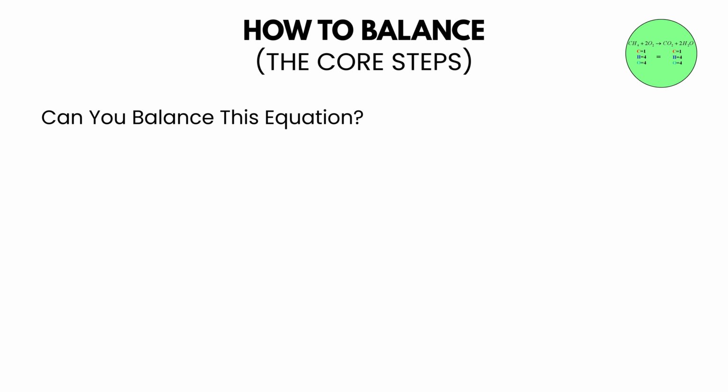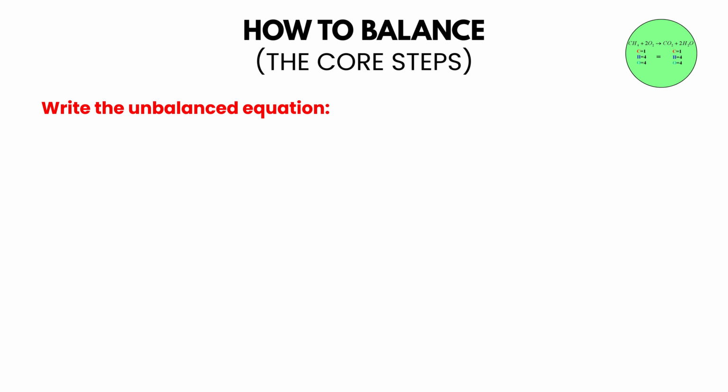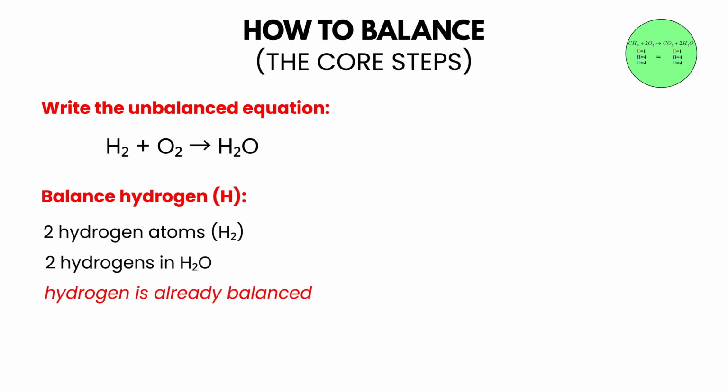Can you balance this equation? H2 plus O2 form H2O. Write the unbalanced equation: H2 plus O2 form H2O. Balance hydrogen, H. On the left, you have two hydrogen atoms, H2. On the right, you have two hydrogens in H2O. So, hydrogen is already balanced.